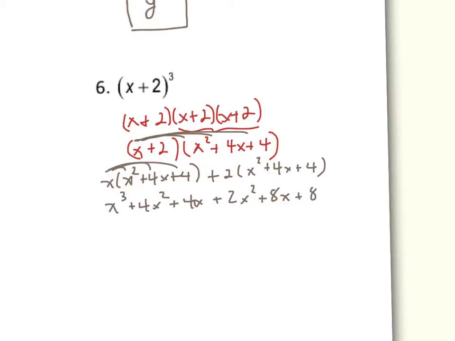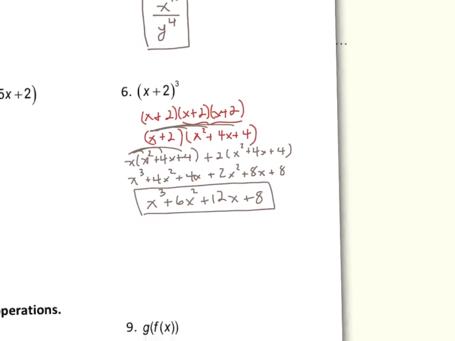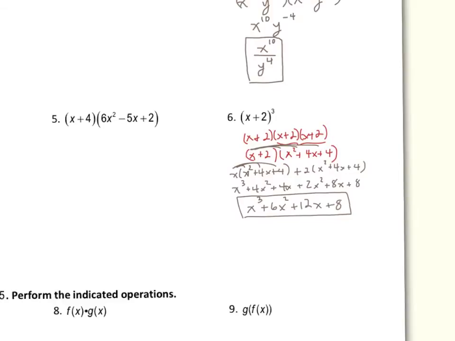So now I combine all my like terms. I got 1x to the third. I got 4x to the second plus 2x to the second will be 6x to the second. I got 4x and 8x is 12x. And then I got 8, which is by itself. So that is a perfect example of when you want to double distribute. It's a little bit tricky, but overall very doable if you take your time.